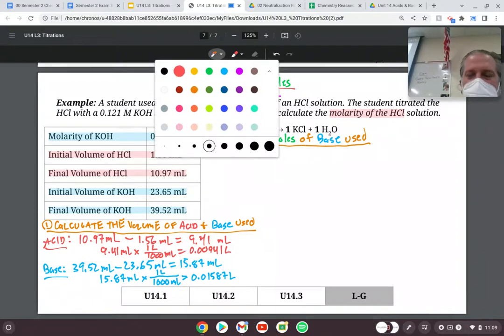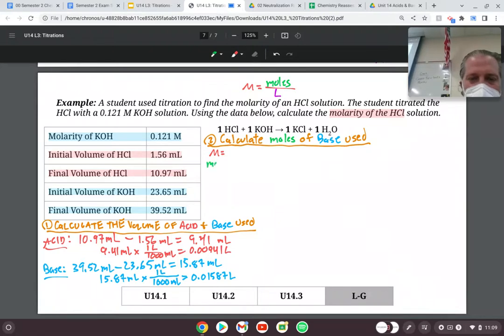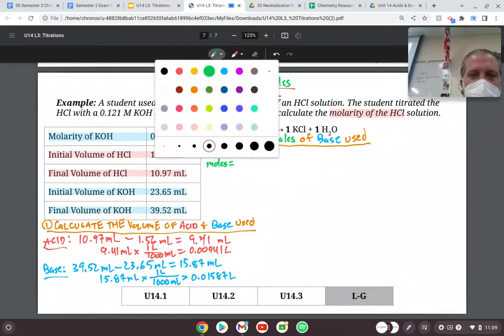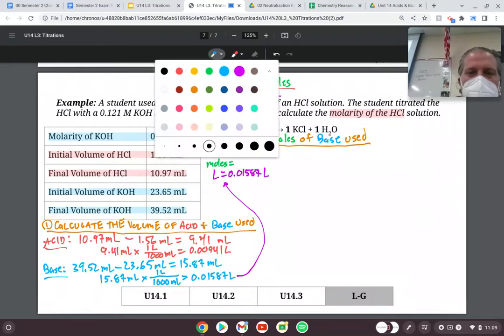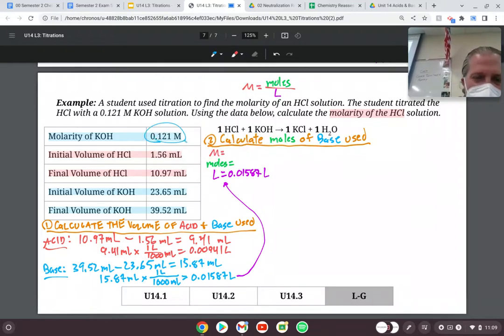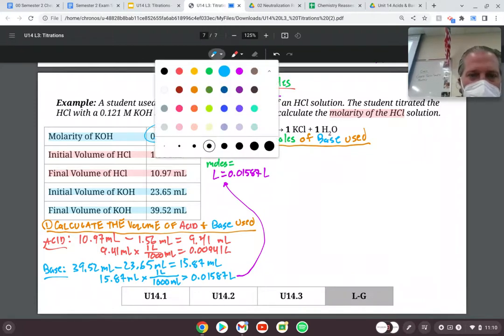And to do that, we are going to use the molarity formula. So that's molarity, moles, and volume, in this case, liters. We know the number of liters because we just calculated it right here. So I have 0.01587 liters. We were given the concentration of the base here in our data, so it's 0.121 molar. So we're going to solve for moles.